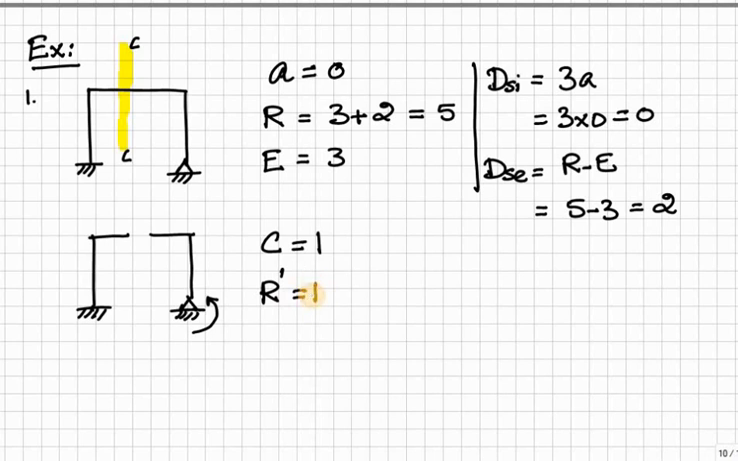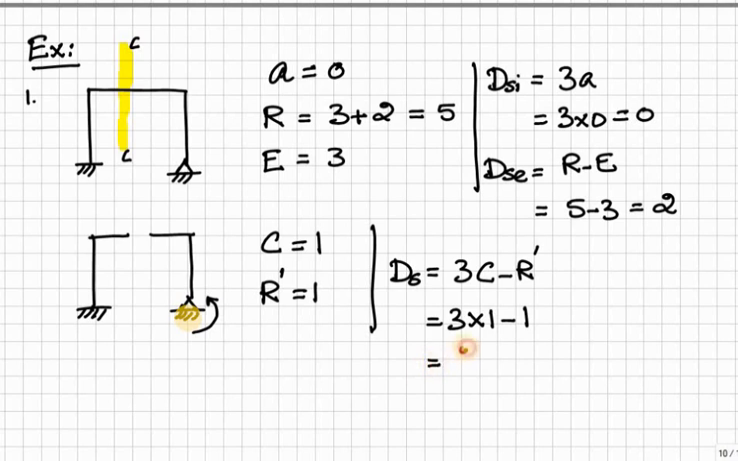Now, from the equation, dF is equal to 3 times C minus R dash, which is equal to 2. Okay, that's what we got from the first method.